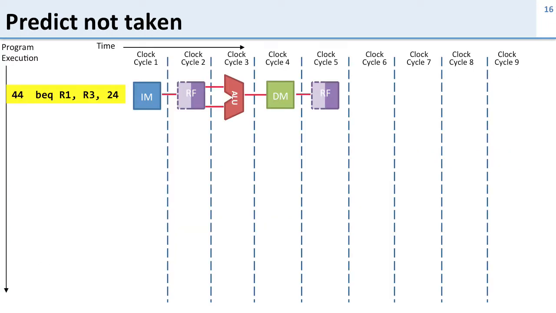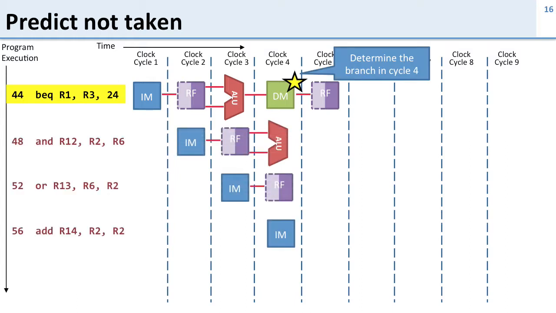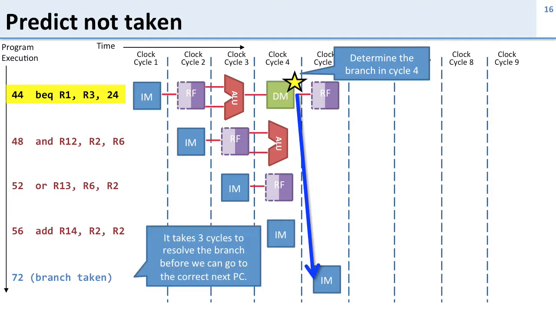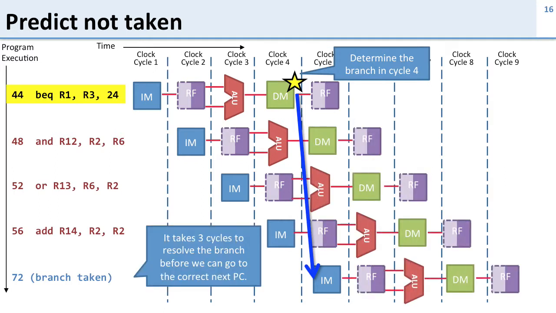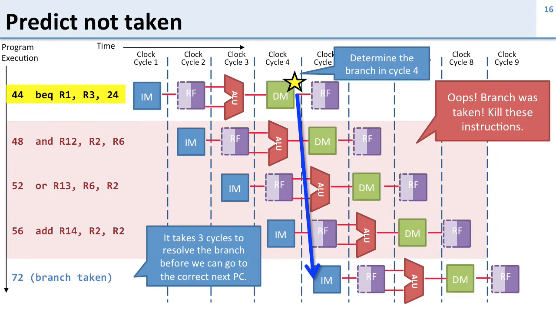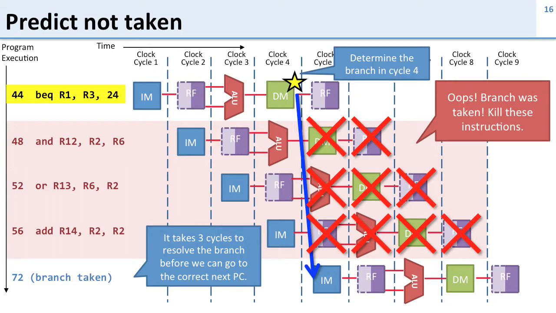So let's see how this works when we predict not taken. So here's our branch. We determine it in this cycle, but we're going to go ahead and execute a bunch of instructions, predicting that the branch is not taken. When we finally figure out what happened, we discover that the branch was taken. So now we've got all these instructions that we went ahead and executed, and they're wrong. So because the branch was taken, we need to kill these instructions. These are the wrong instructions for the program, and so we're going to go through and make sure that we kill all the instructions in the pipeline that were the wrong ones to execute. So this is what we have to be able to do in order to be able to do branch prediction.